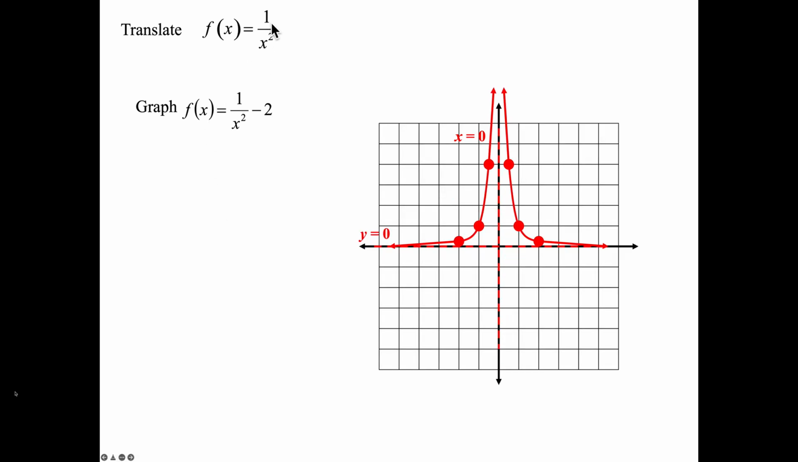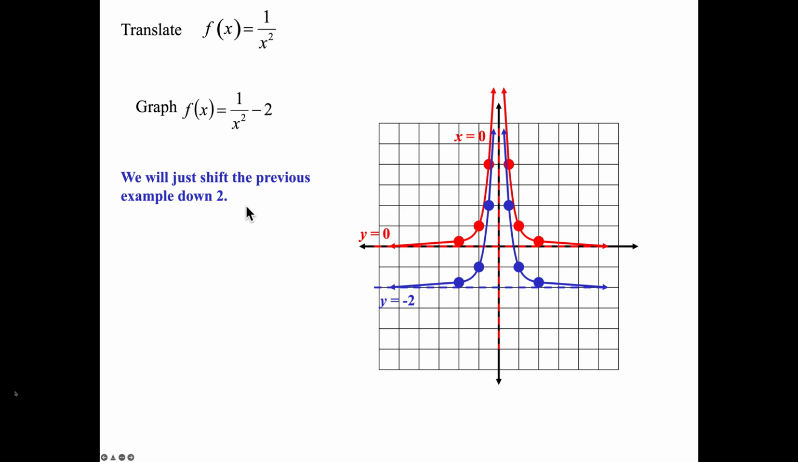Next, there's my 1 over x squared. So now, like I said, the author's calling this a basic function. So here it is. And he wants to do a minus 2 to it, which means, okay, horizontal asymptote has to go down 2. All my points have to go down 2. So we'll just treat that new 1 over x squared as a basic function, and we'll do some transformations to it.